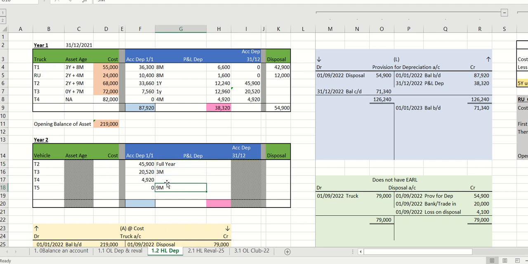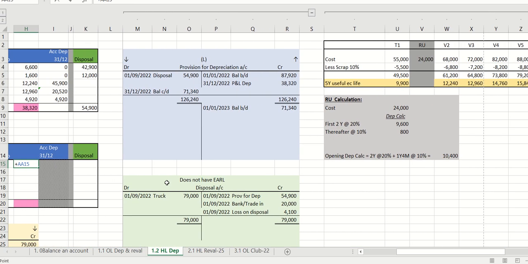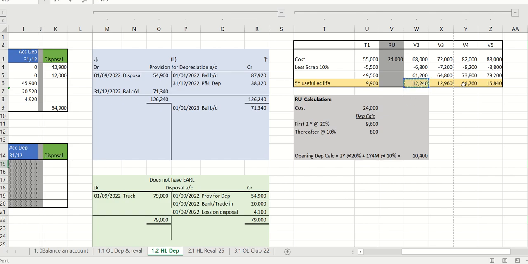Full year, full year. Okay, so now we're going to calculate our depreciation. So truck 2 is just a full year. So I'm going over here to my table. Truck 2, here we go, 12240.